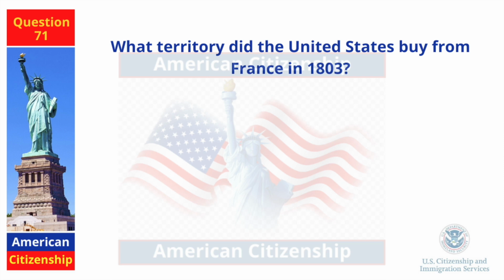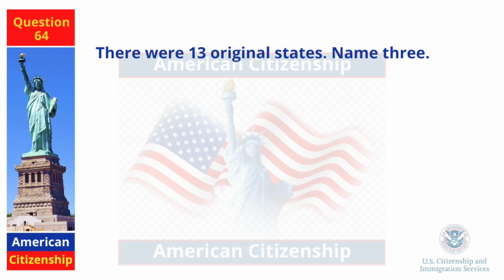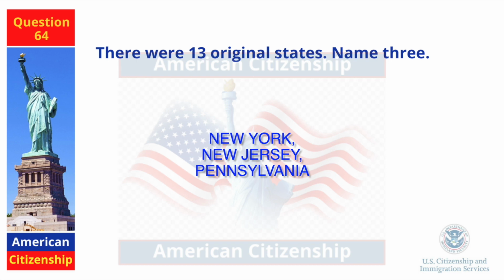What territory did the United States buy from France in 1803? The Louisiana Territory. What territory did the United States buy from France in 1803? The Louisiana Territory. There were 13 original states. Name 3. New York, New Jersey, Pennsylvania. There were 13 original states. Name 3. New York, New Jersey, Pennsylvania.